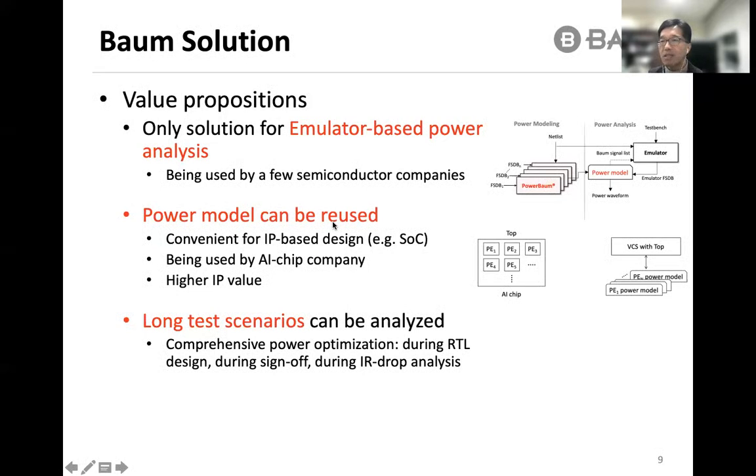Once a power model is created, it can be used over and over. This is very convenient for SoC designs, since power models for IPs can all be integrated and connected to an RTL simulator for SoC level power analysis.